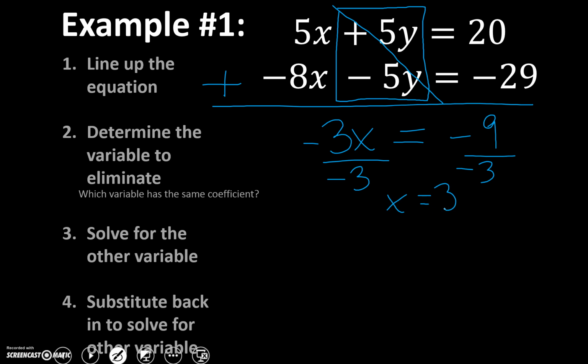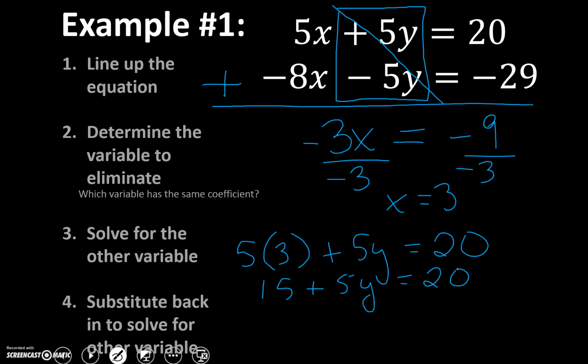Step 3 now is to take that value and plug it back in. And it doesn't matter where. You can put it in the top one or the bottom one. Let's put it into the top one. So it's 5 times 3, because x is equal to 3, plus 5y is equal to 20. So kind of think back to what you did in substitution. Multiplying 5 times 3, we get 15.